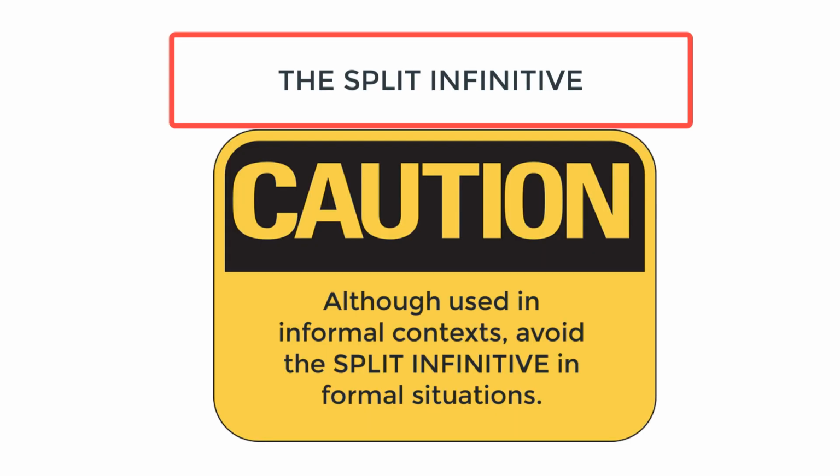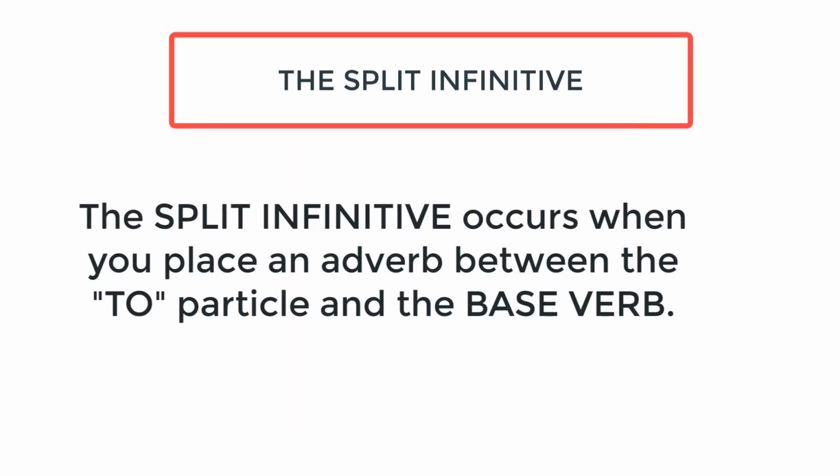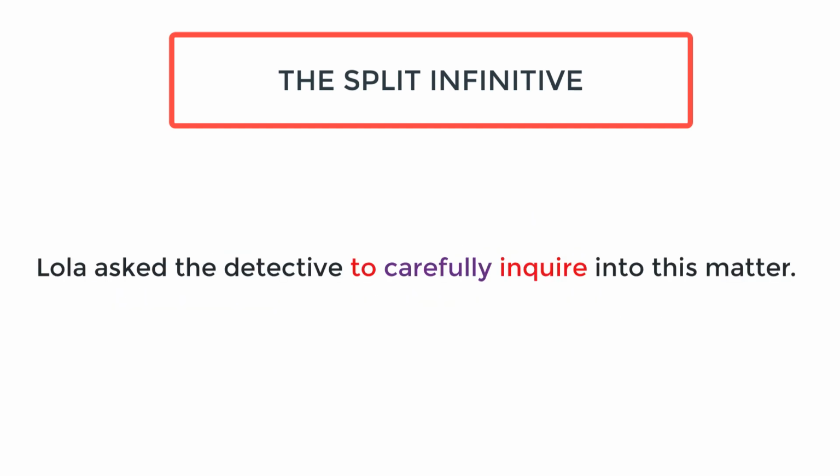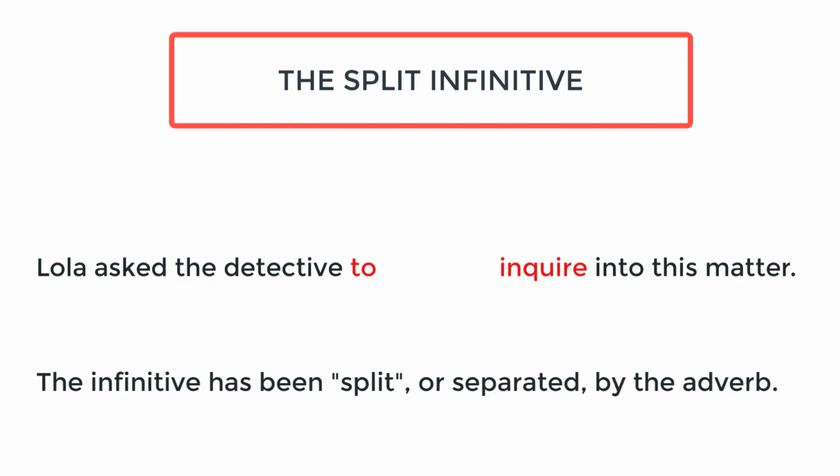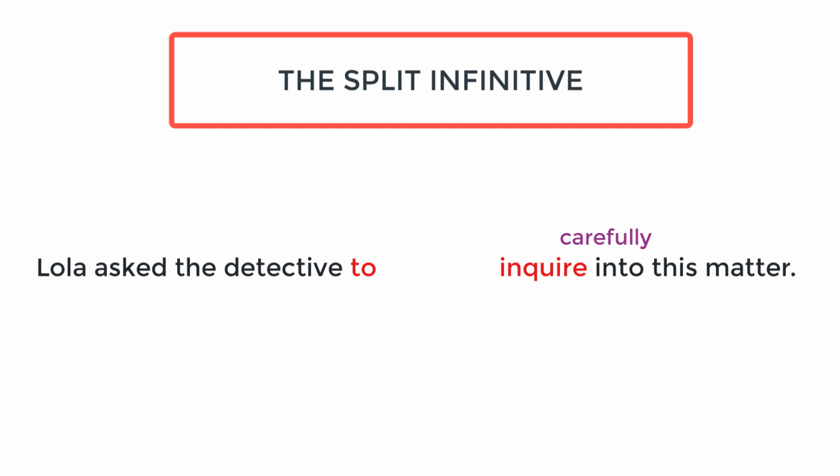The split infinitive. Although used in informal speech, make sure that you avoid this in formal speaking and writing situations. The split infinitive occurs when you place an adverb between the to particle and the base form of the infinitive. For example, Lola begged the detective to carefully inquire into this matter. Remove carefully and place it after the verb inquire. Lola begged the detective to inquire carefully into this matter.